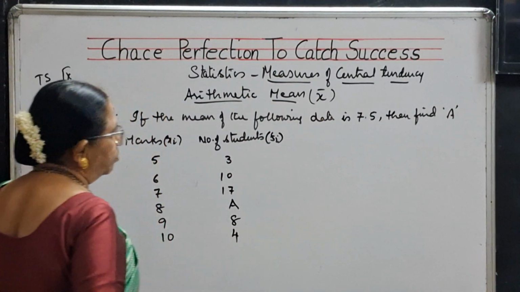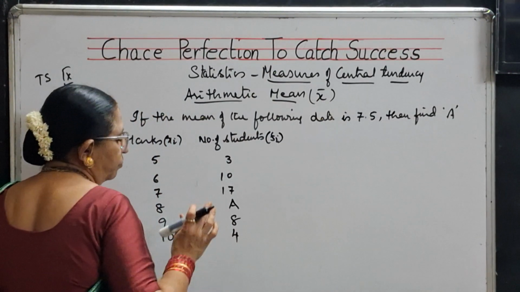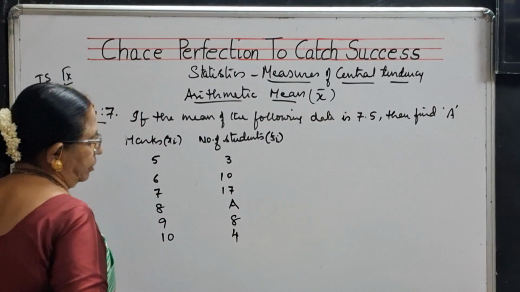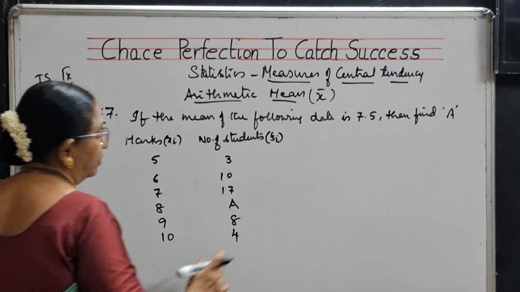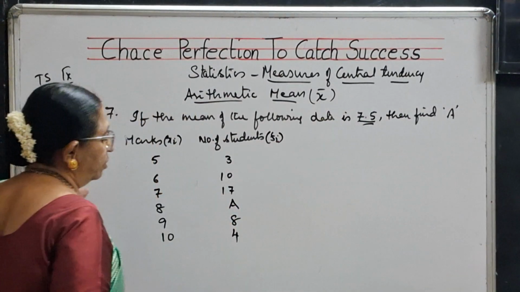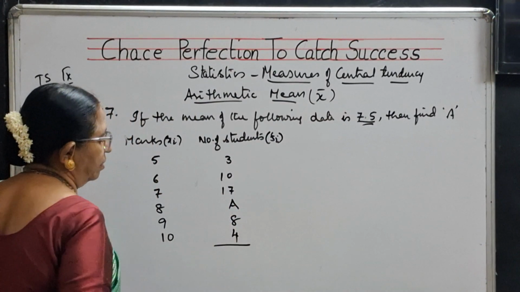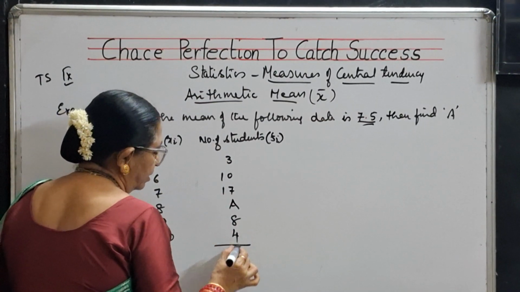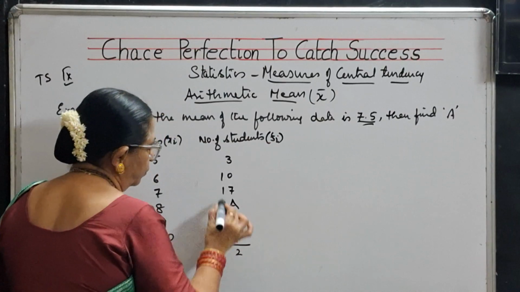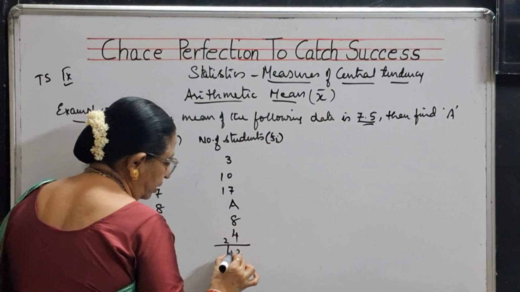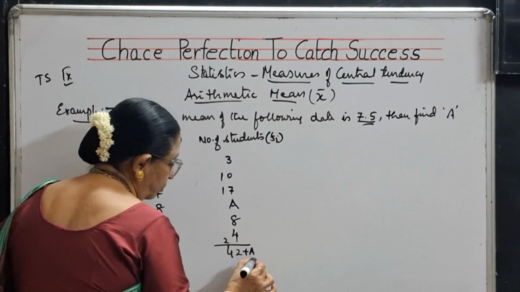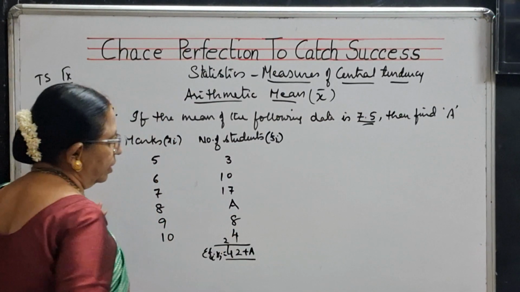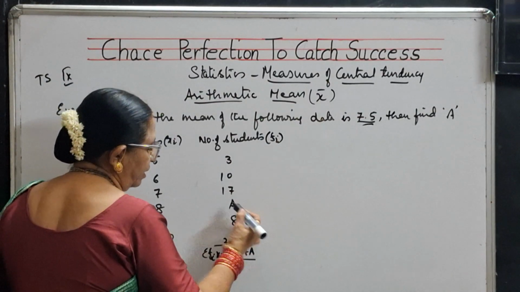Now you need to find the mean. See, children, the formula is the same, but because of this A, your procedure changes a little bit. Here they have given the mean as 7.5. So let us first add this. 7 plus 3, 10, 18, 22, 2, 2, 3, 4. So 42 plus A is sigma Fi. Are you understanding? Why? Because this A is there, you can't add.